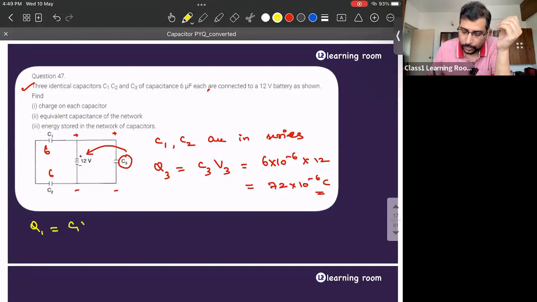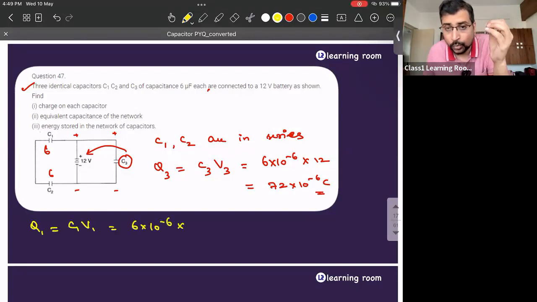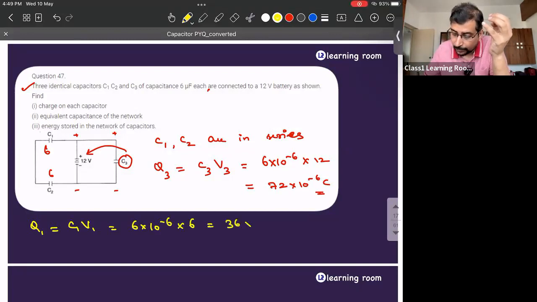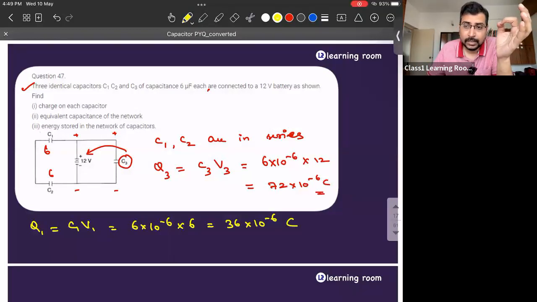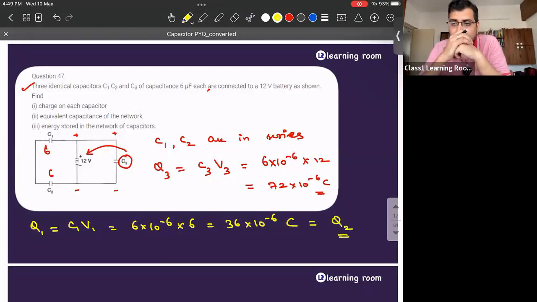So Q1 is equal to C1 into V1. So C1 is 6 into 10 power minus 6 into, what is the value of V1? It is going to be 6 volt. So the answer will be 36 into 10 power minus 6 coulomb. This is going to be the same value for Q2 as well. Correct. So Q2 is also going to have the same value.